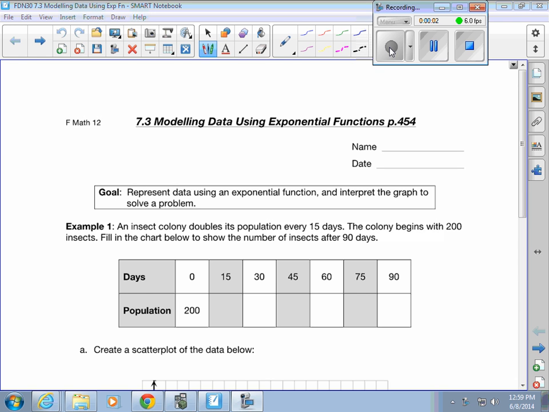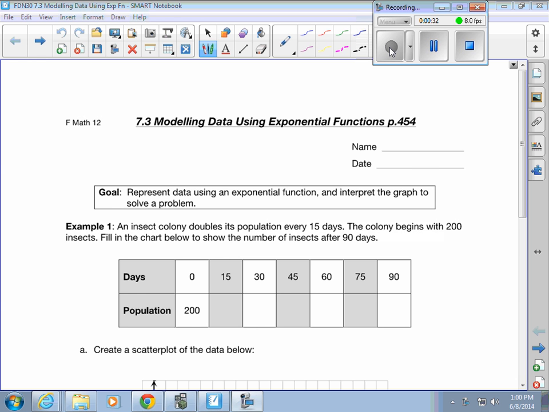7.3 is modeling data using exponential functions. So we've looked at linear functions, we looked at quadratic functions, now we're looking at exponential functions. If you remember, exponential functions is when your data is growing by basically an exponent, so it's either increasing or decreasing exponentially. A lot of times in chemistry, when you're looking at half-lives of different elements, that's exponential, either growth or decay.